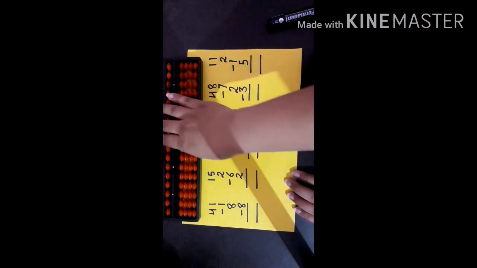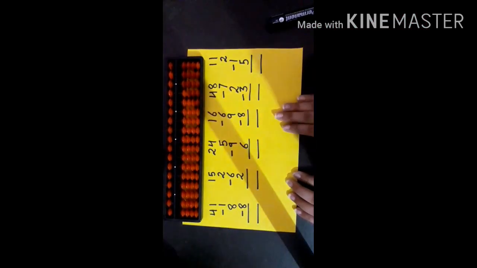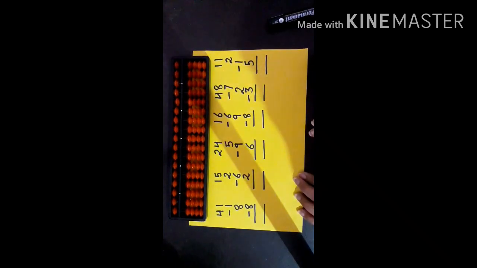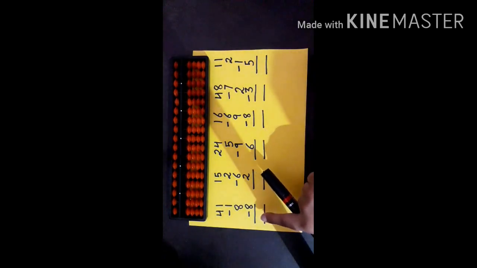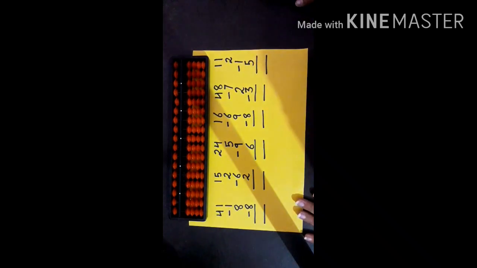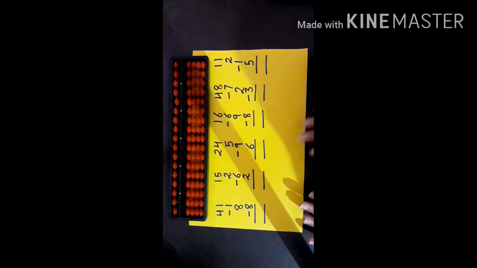Now we will get it more by doing some sums. See students, in front of you some sums are there. Can you see it clearly? Very good. Now we will start. As you can see, I have written 6 sums in front of you, and we will do it together. Now see, I have set my abacus.